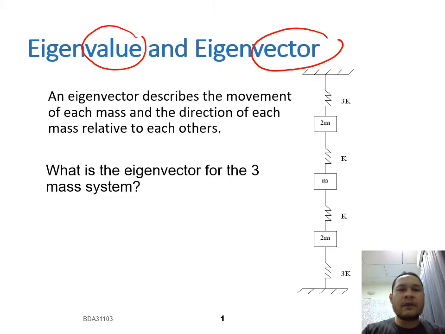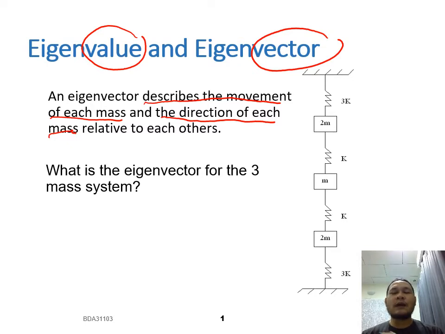Dan jadinya an eigenvector describe the movement of each mass. Maksudnya ianya menerangkan pergerakan, sama ada pergerakan kalau case translation ianya positif ataupun negatif, ke kiri atau ke kanan, atas atau bawah. Tapi untuk case rotational, sama ada pergerakannya mengikut jam ataupun berlawanan jam. Dan pergerakannya adalah pada setiap mass, contohnya untuk case 3 degree of freedom system akan ada 3 mass, for example. So pergerakan vektor ini adalah berdasarkan pada setiap mass.